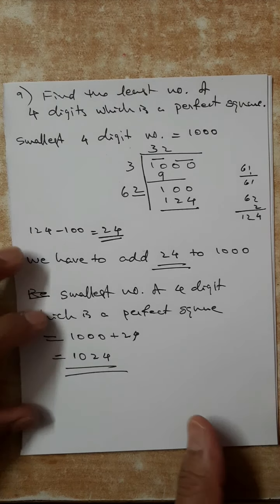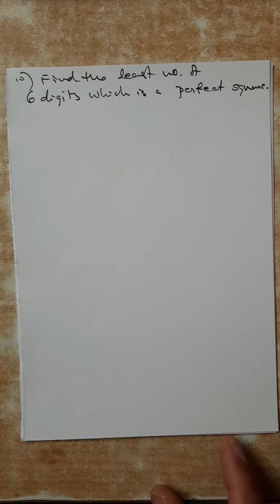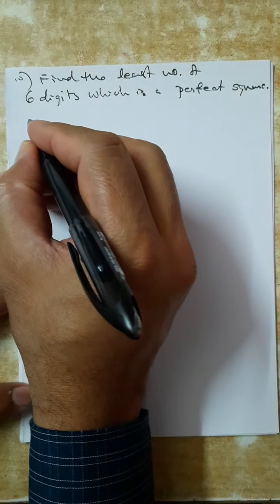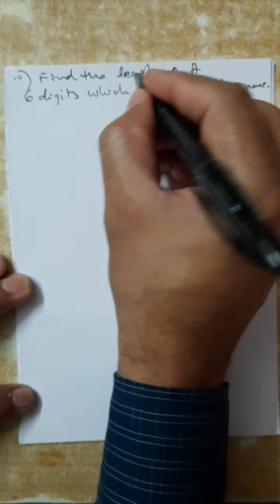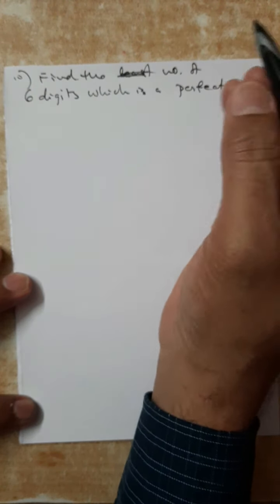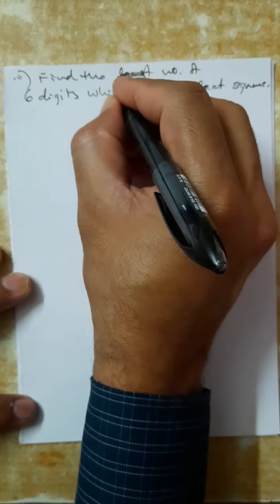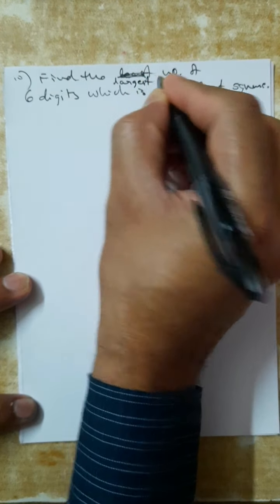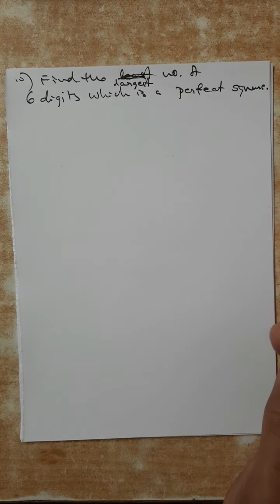Now finally I will explain one more question. Question number 10. So today's last question. Find the largest number of 6 digits which is a perfect square. Least was already explained.